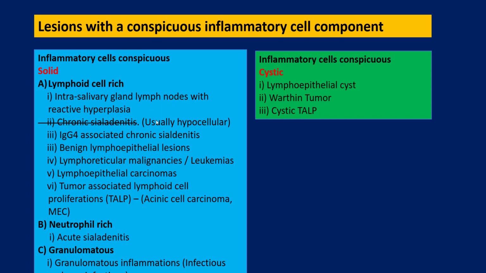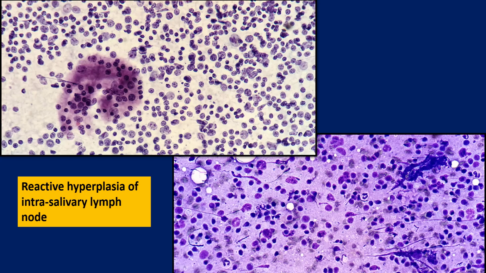Among the inflammatory cell conspicuous cystic lesions, I would put three under this list: lymphoepithelial cysts, Warthin tumor, or we could even think of tumor-associated lymphoid cell proliferation in a tumor with cystic change. Why not? As I have put over here, a cystic TALP, or tumor associated lymphoid cell proliferation.